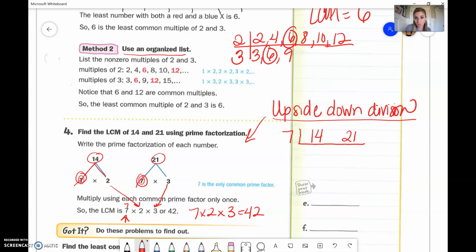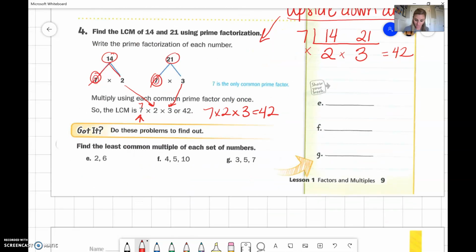Now, 7 times what gives me 14? 7 times 2. Notice I placed that 2 right under the 14. Then I'm going to come over here by the 21. 7 times what gives me 21? 7 times 3. Now, take a look at what I do. All I'm going to do is multiply those numbers on the outside because I can't take any more from 2 and 3 because those are prime numbers. So 7 times 2 times 3 is going to give me 42. Okay, and we're going to practice some of that.